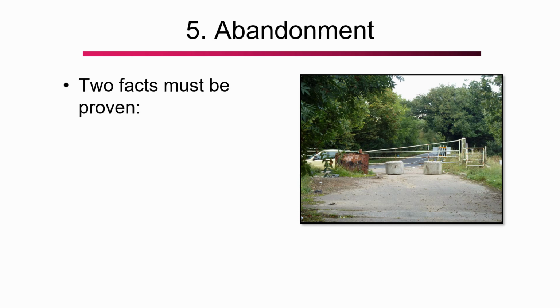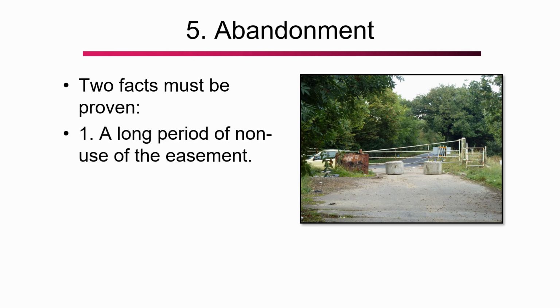There are two facts that have to be proven in order to show that an owner of an easement has abandoned it. The first one is a long period of non-use of the easement. You might ask, how long? Well, the courts are not very specific about that. Probably something approaching the adverse possession period is going to be necessary.